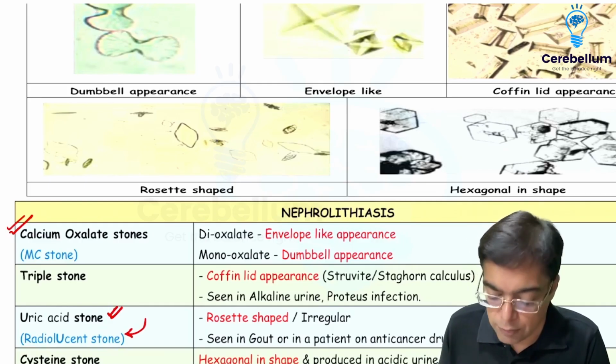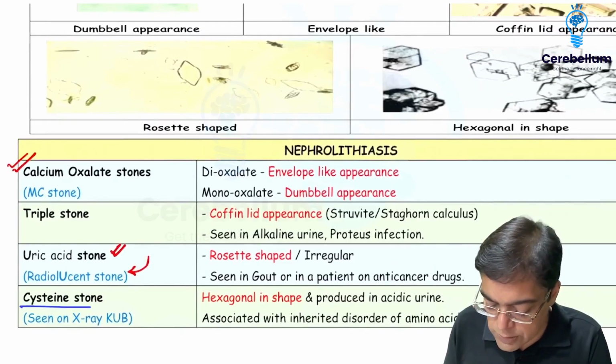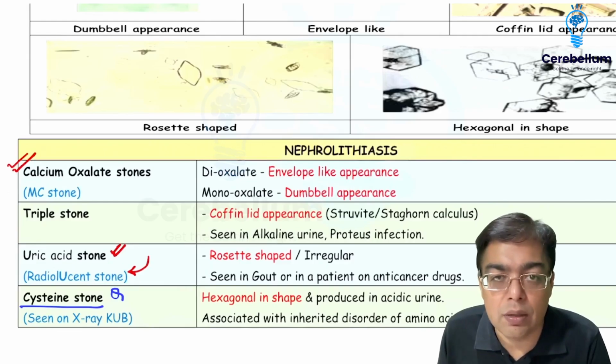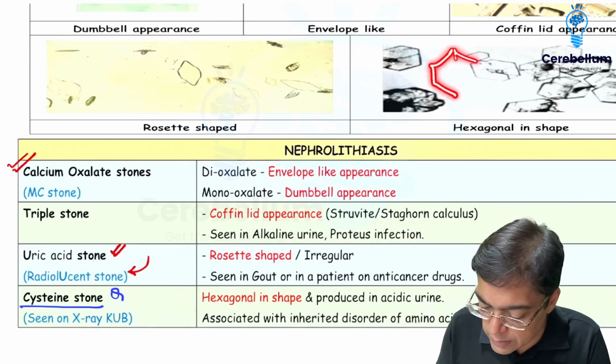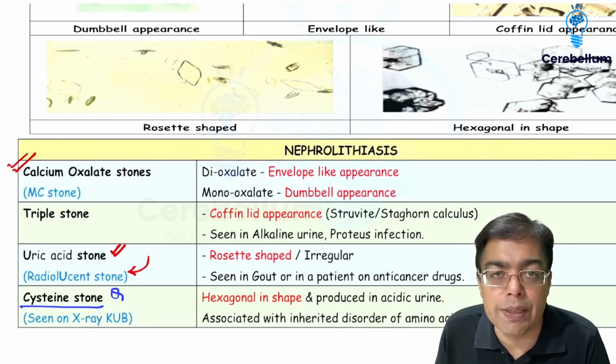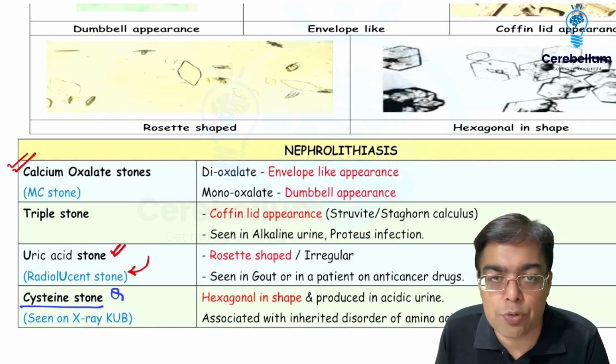Whenever we are making a mention of the cystine stones, these are the ones which are classically seen in case of children. And these stones are going to be having a property that they are going to be hexagonal in shape. These are the example of stones which are going to be produced in the acidic urine also. So most of the stones are being produced in the acidic urine with the only important exception of the triple stones or the white stones which are being produced in the alkaline urine.